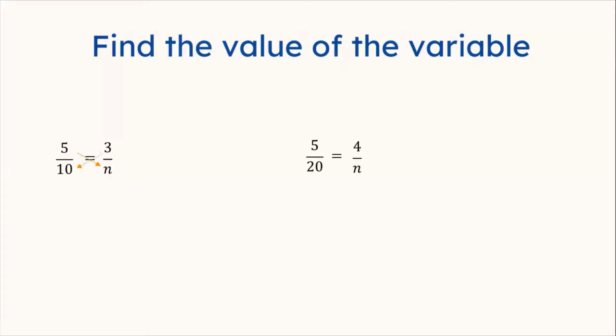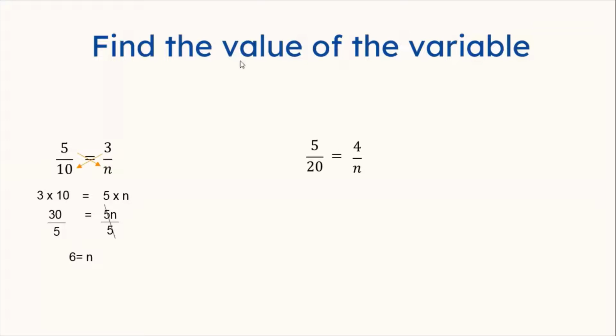So let us try. 3 times 10, 5 times n. 3 times 10 is 30, 5 times n is 5n. This time, let us divide them by 5 so that we can cancel 5 and n will be left. So 30 divided by 5, the answer is 6. Bring down n, so n is equal to 6.